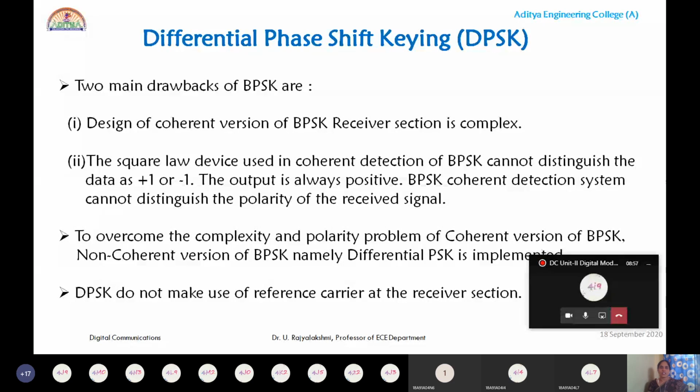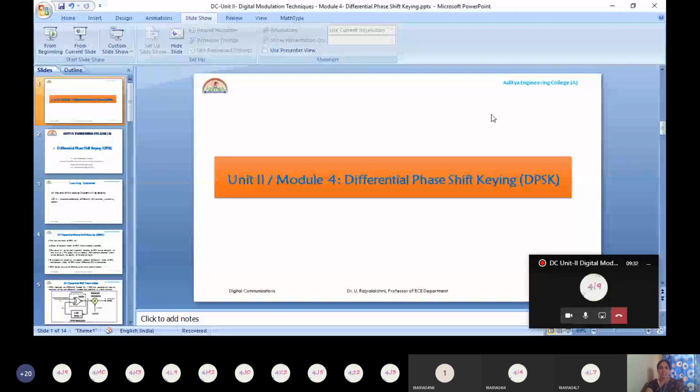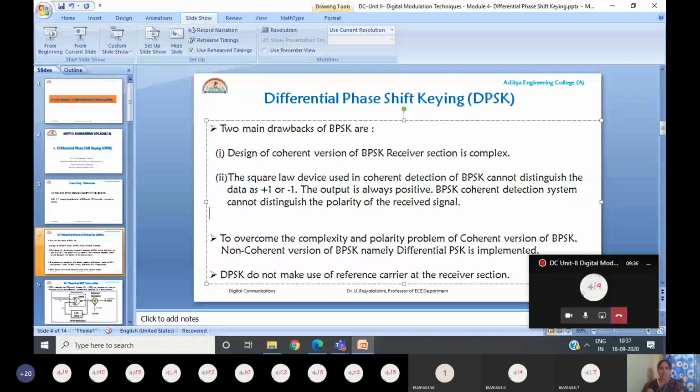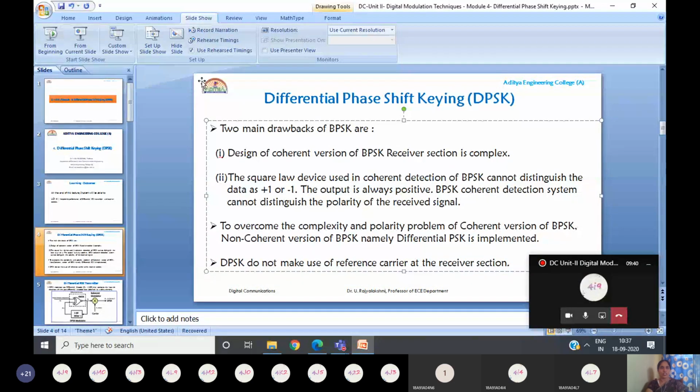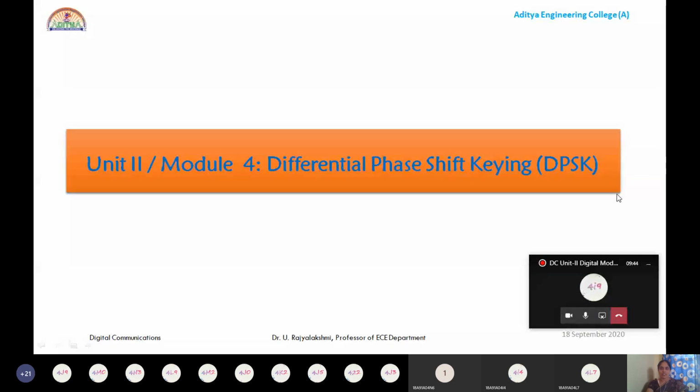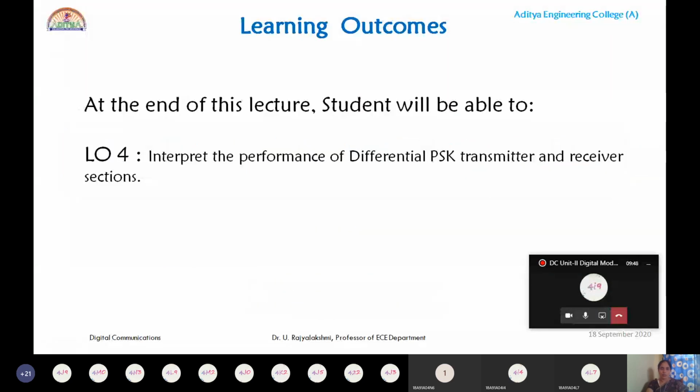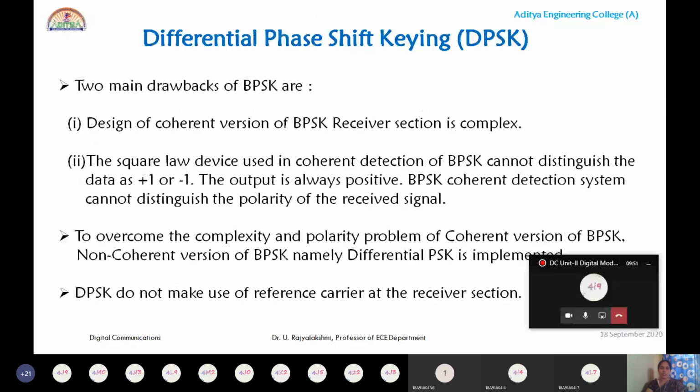And another thing is, in a BPSK coherent detection system, we cannot distinguish the polarity of the received signal. That is the first drawback. The second drawback is that the design of the coherent version of the BPSK receiver section is complex. We also have one more drawback of binary phase shift keying. In binary phase shift keying, we make use of a bipolar signal as the input signal. Once we make use of a bipolar signal as input, it is completely unstable, because the input is bipolar, and sometimes there is a possibility that it will consume a lot of power.